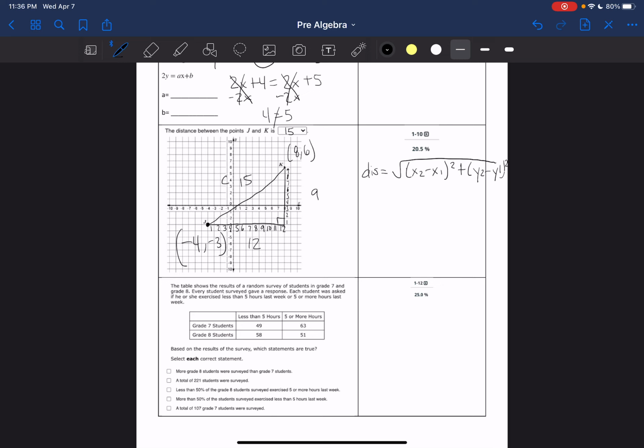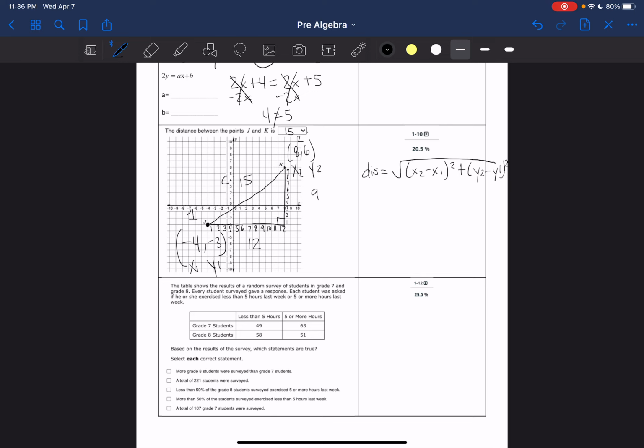It doesn't matter which one of these ordered pairs you call 1 and which one you call 2. So I'll just call this one 1 and this one 2. So that would make -4 my x1 term and -3 my y1 term. 8 would be my x2 term and 6 would be my y2 term. I'll plug those numbers into this distance formula here.